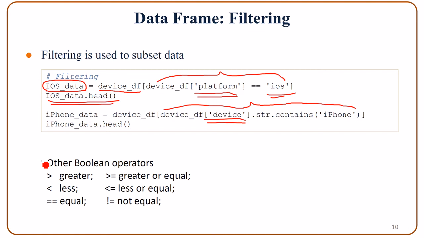And this is a list of other Boolean operators such as greater than, less than, equal to, greater than or equal to, less than or equal to, and not equal to.